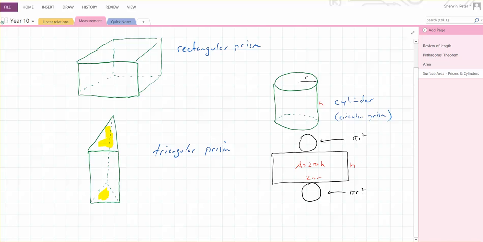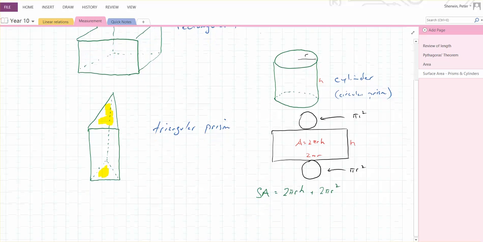And if you add in the two circles, then the surface area of our cylinder is equal to 2 pi r h, which is the rectangular bit, plus two circles, 2 pi r squared. So there, you'll need to apply that formula to find the surface area of cylinders. And for other types of prisms, you just need to add the faces up to get your total surface area.